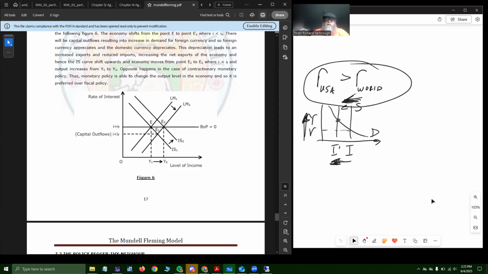We're very lucky in the U.S. in the sense that we are able to have such access to capital markets in other parts of the world. So again, in a sense, the U.S.